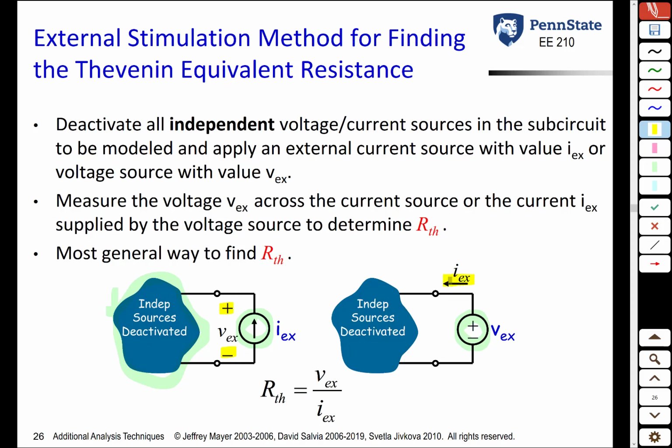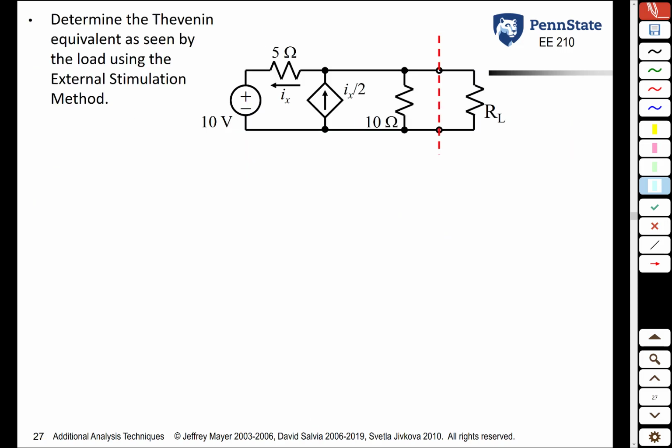Either way, the Thevenin resistance is the ratio of V external over I external. So you either apply a current source and measure its voltage, or you apply a voltage source and measure its current. And this approach also gives you R Thevenin. But as I said before, and what we'll talk about later, this method is more versatile. There are some circuits where this approach works where neither of the two previous approaches work. So we'll finish off this lecture with one example showing this external stimulation method.